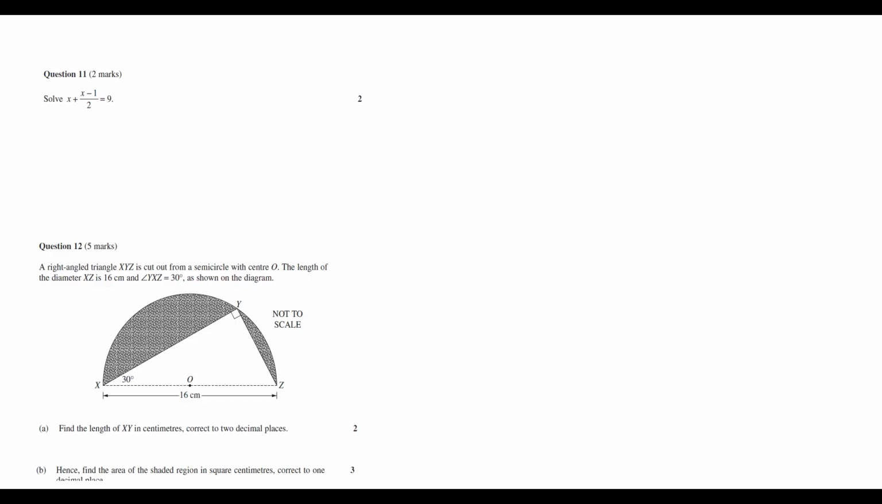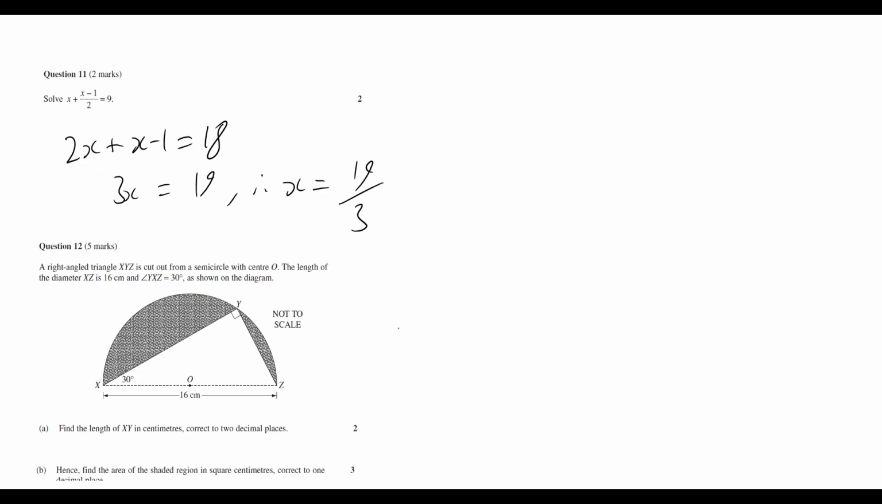Okay, now on to question 11. Solve x plus (x minus 1) over 2 equals 9. Pretty straightforward. First things first, we just multiply everything by 2. Then we end up with 2x plus x minus 1 equals 18. Collect like terms and solve for x. We get 3x equals 19. Therefore, x equals 19 over 3. And there we are. Pretty straightforward.